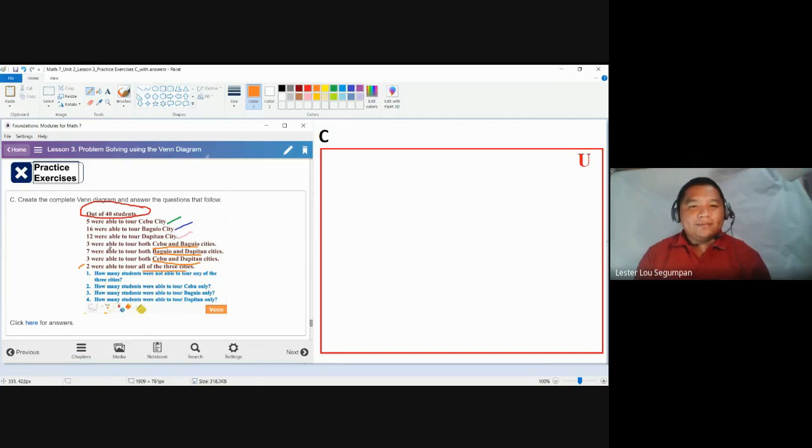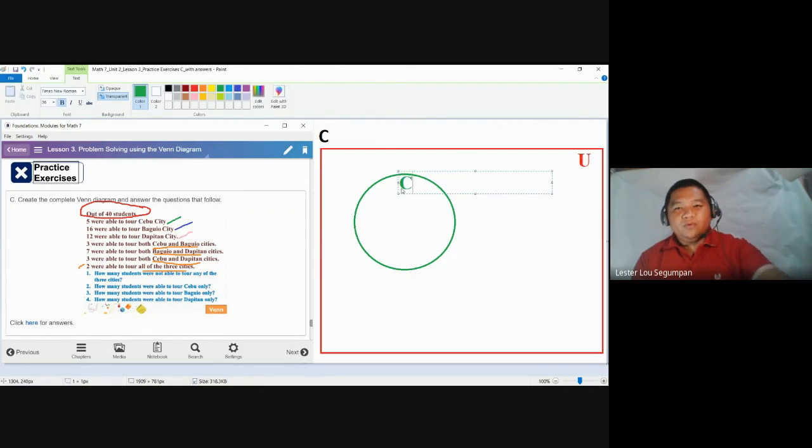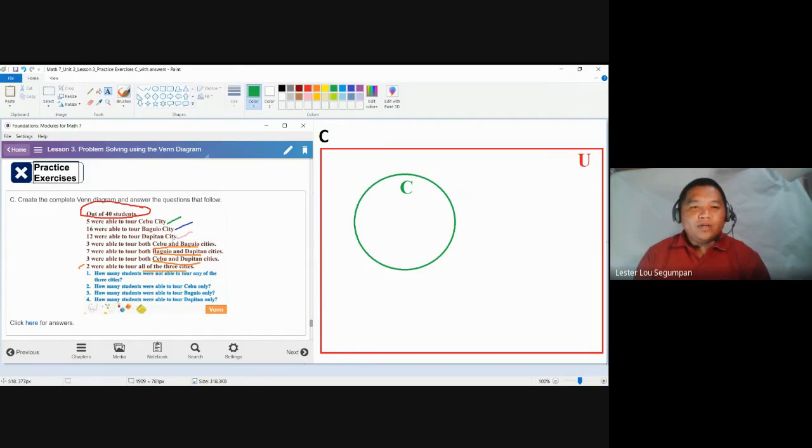So how do we do that? Let's start step by step muna. In making your Venn diagram, you could actually make it easier if you're not going to rush things. So let's start with the first figure. So we have here the circular figure for Cebu. Okay. Cebu. Again, we all know that Cebu and Baguio are interconnected.